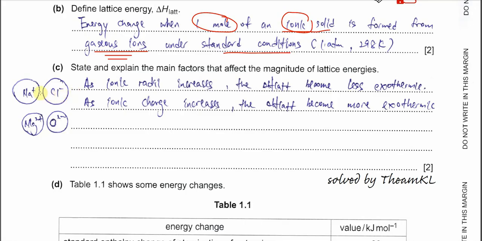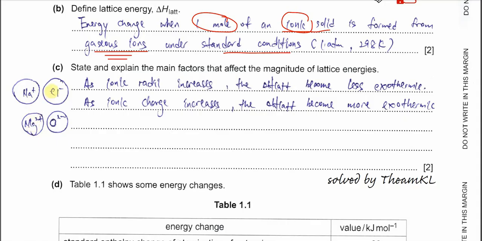Okay, I use two examples to explain. Let's say now we have sodium chloride and magnesium oxide. We know that the sodium ion is larger than the magnesium ion. They are neighbors. This is group 1, this is group 2. So the ionic size of sodium is larger than magnesium, and the magnesium has more charge. So we know that the magnesium ion has a greater charge density.